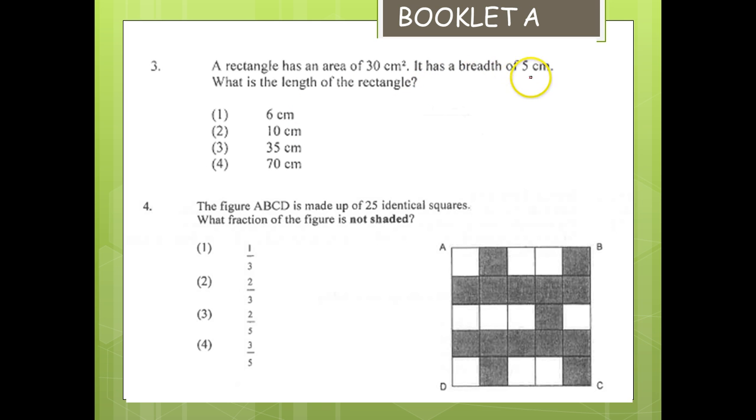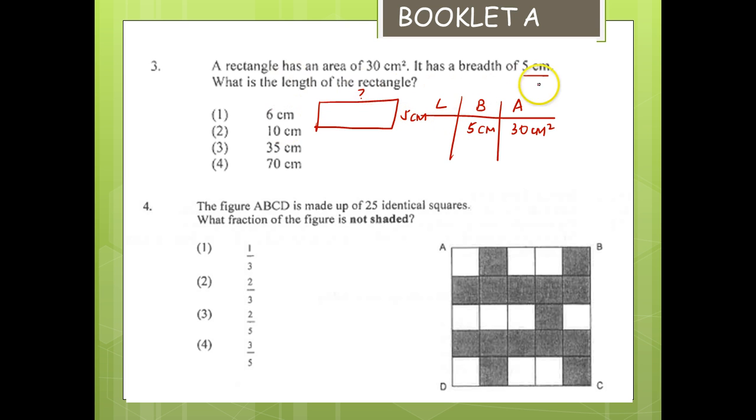A rectangle has an area of 30 cm square. It has a breadth of 5 cm. So let's look at this. We have a rectangle. The area is 30. What is my length, if my breadth is 5 cm? So we know that length times breadth equals 30. So 6 cm times 5 cm will give you 30 cm square. So the length is 6 cm.